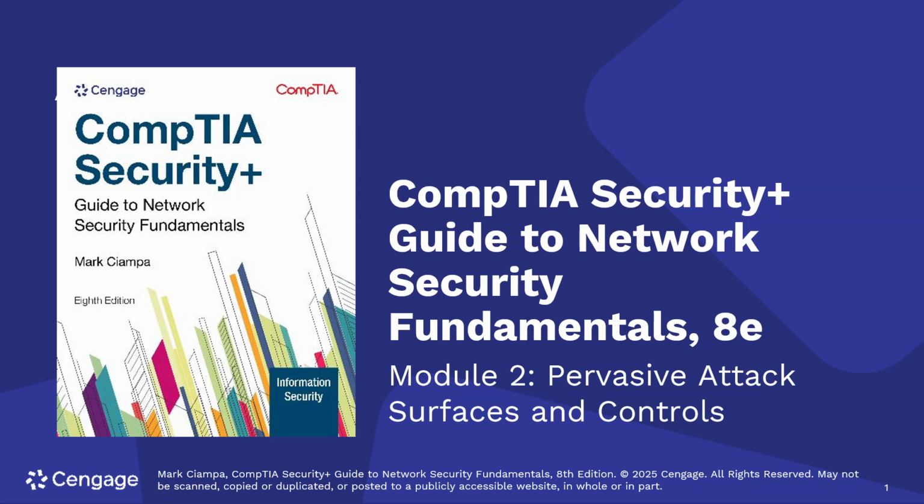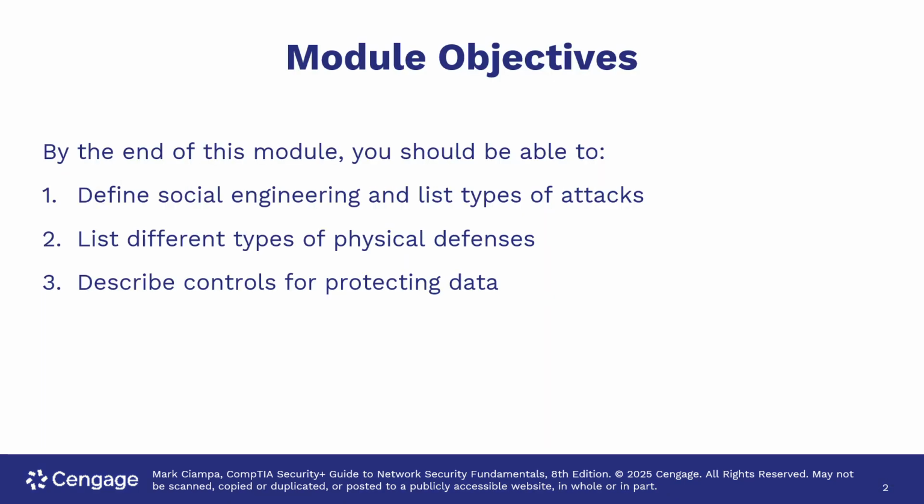Today we're going to be talking about Chapter 2, the pervasive attack surfaces and controls. By the end of this module, you should be able to define what's called social engineering and list the different types of attacks, list the different types of physical defenses, and describe controls for protecting data.